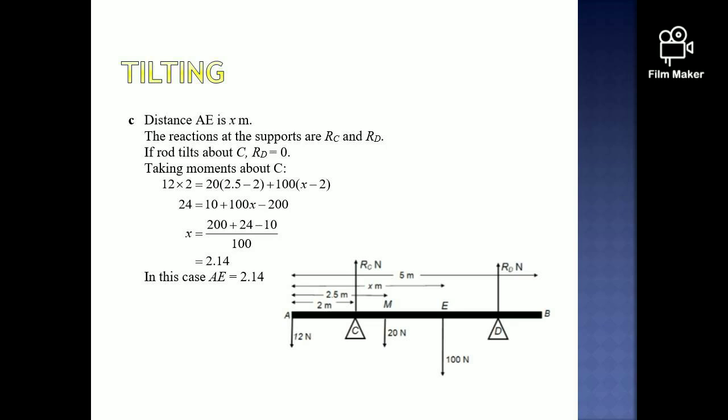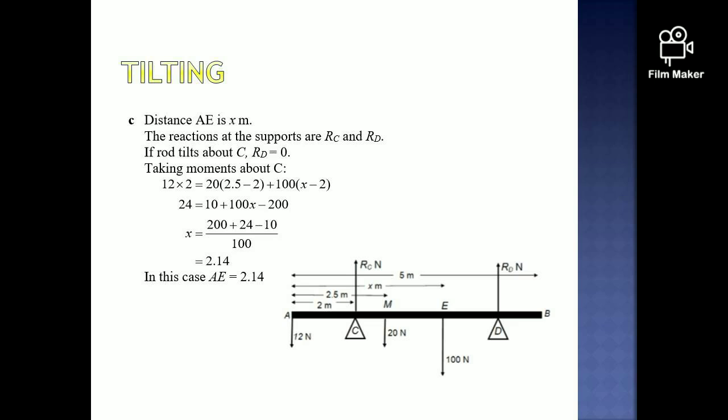2.5 minus 2 comes because the length from A to M is 2.5 and A to C is 2, therefore C to M is 0.5. So that moment would be 0.5 into 20. Then the other one is the moment due to 100 newtons. So we consider the moment around C. We know that A to E is x. Then A to C is 2. Then C to E would be how much? x minus 2. Therefore, that moment would be 100 into x minus 2. So if you simplify this, you will obtain the answer for x as 2.14.